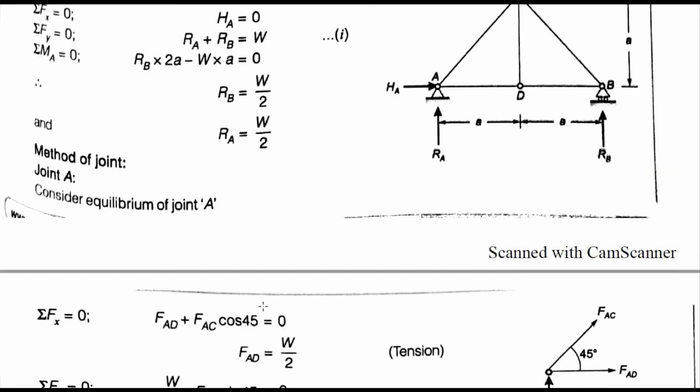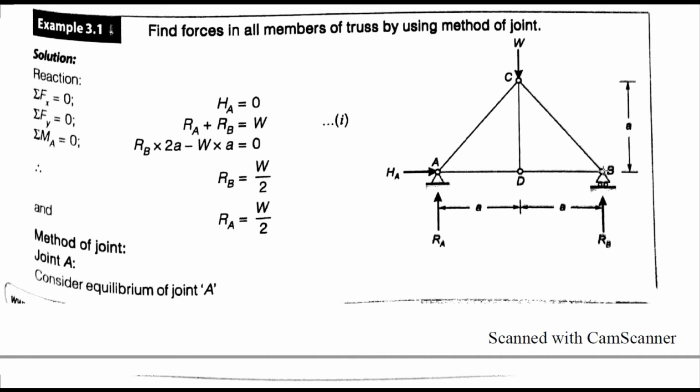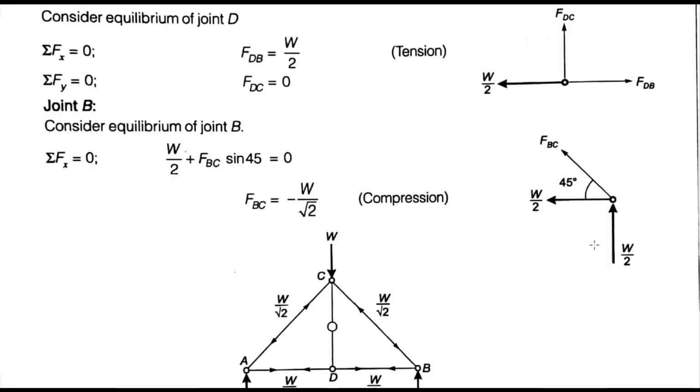Now consider our joint B again. We have angle theta here again. This is the free body diagram of the joint, and this is 45 degrees, and this is member FBC. Again we have components of FBC, FBC sine 45 and FBC cos 45. For summation of Fx equal to 0, we know the W by 2 is in the x direction, plus the component of FBC, FBC sine 45, which is equal to 0. So FBC is equal to minus W by root 2, in compression.